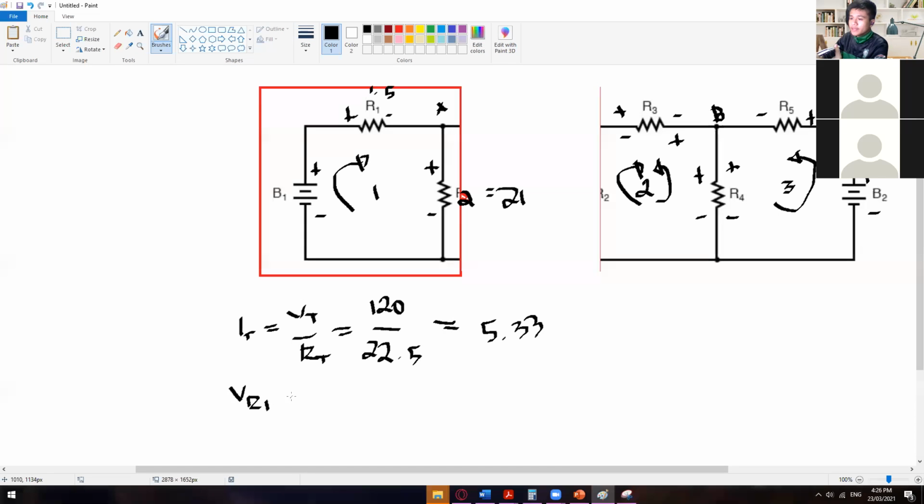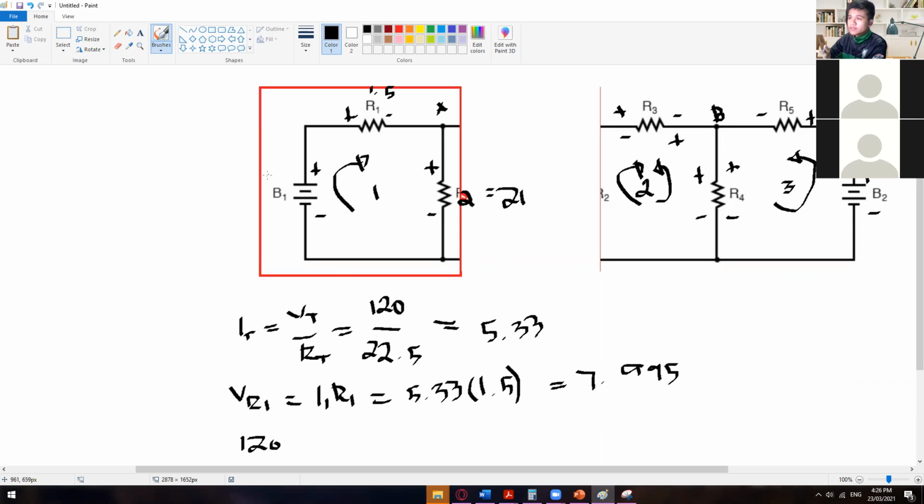Okay, so VR1 is equal to I1 times R1, which is equal to, so I1 is equal to I total, which is 5.33, and R1 is 1.5. So 5.33 times 1.5 will give you a voltage drop of 7.995.